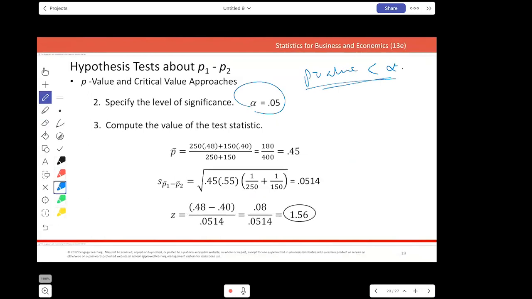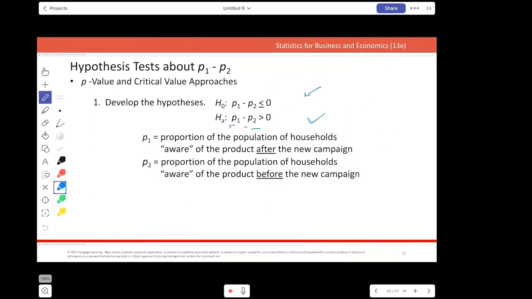But what is that critical Z value? That critical Z value for us will depend on whether it's a one-tailed test or a two-tailed test. If we go back to the hypotheses, we will see we have a directional arrow. We want P1 minus P2 to be greater than 0, not equal to. If it was not equal to, then it would be a two-tailed test. But we want it to be greater than 0.